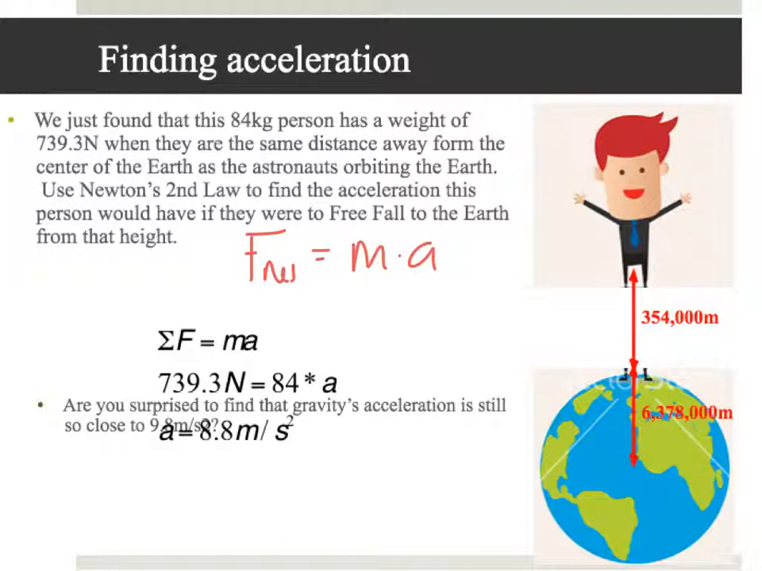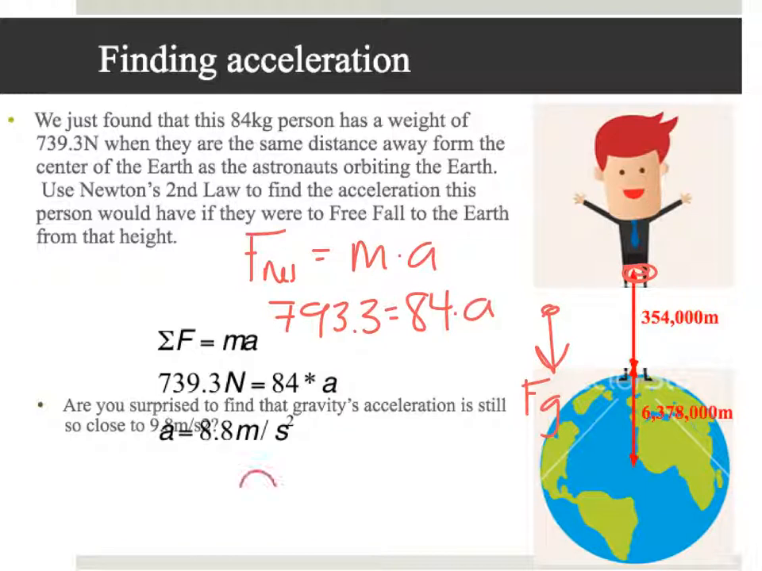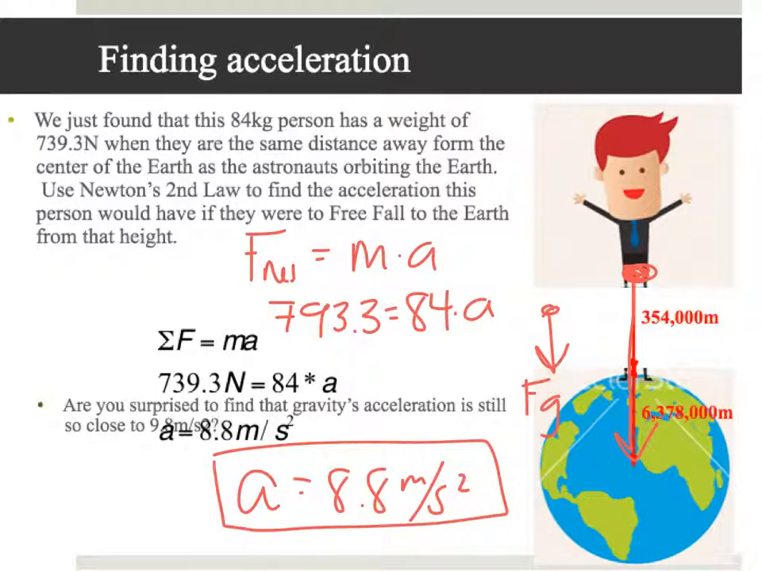So if I do a free body diagram for him, the only force on this guy is Fg, pulling him down. So we know then his weight, which was 739.3, is equal to his mass, 84, times acceleration. You get an acceleration of 8.8 meters per second squared. So if he were to free fall from here down to the Earth, this would be his acceleration. So it's still really close to 9.8, and that might surprise you because they still seem weightless out there.